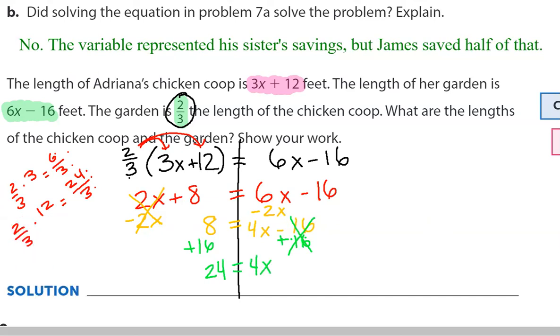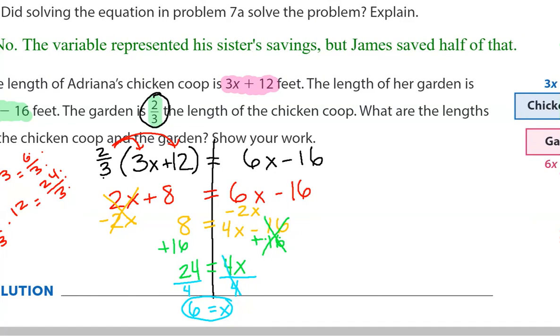Now we need to get rid of the coefficient that's with the variable. And remember, if they're touching, they're multiplying. So the opposite of multiplying is dividing. I'm going to divide by 4. So now I've got 1x remaining, just like I wanted. 24 divided by 4 is 6. Okay. So the x is 6, but that's not the length.